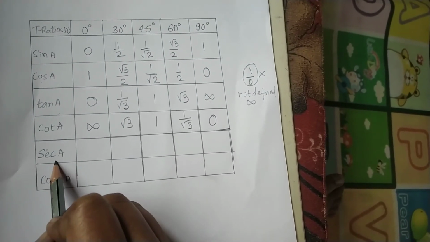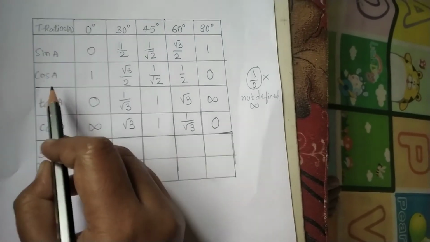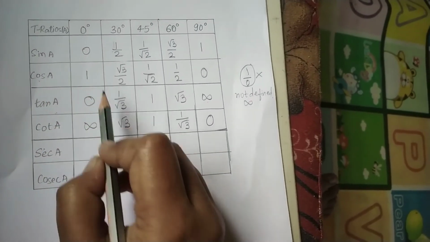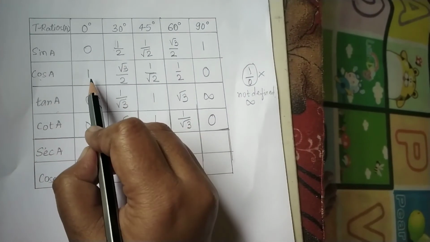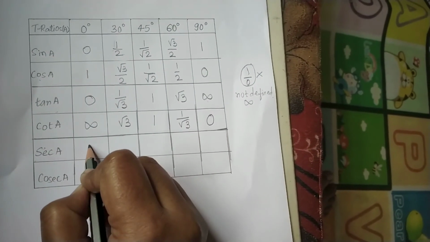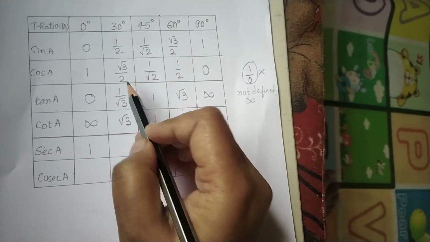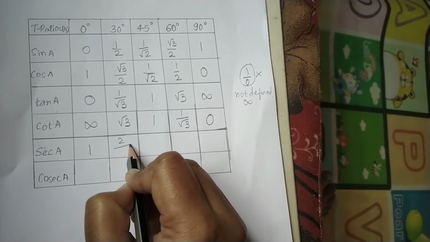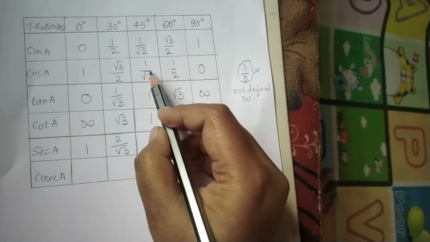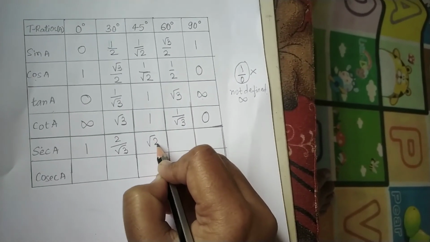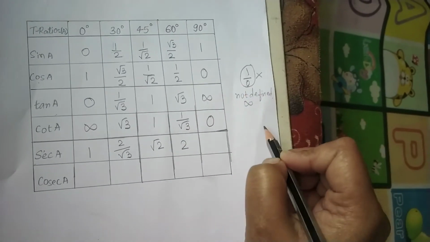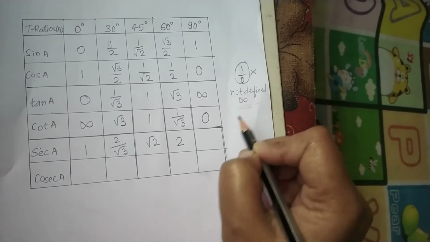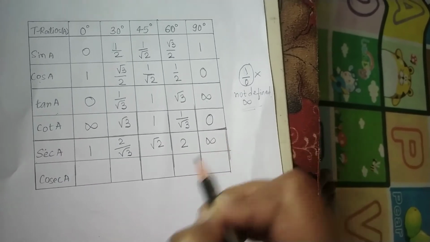Now sec A, we know that it is the reciprocal of cos. So whatever values of cos we have got, we will just write the reciprocal of that. The reciprocal of 1 is 1 itself. Root 3 by 2 becomes 2 by root 3. 1 by root 2 becomes root 2. 1 by 2 becomes 2. And the reciprocal of 0 is again not defined, so here it will be infinite.